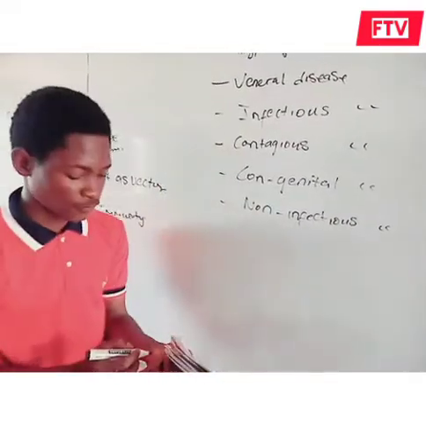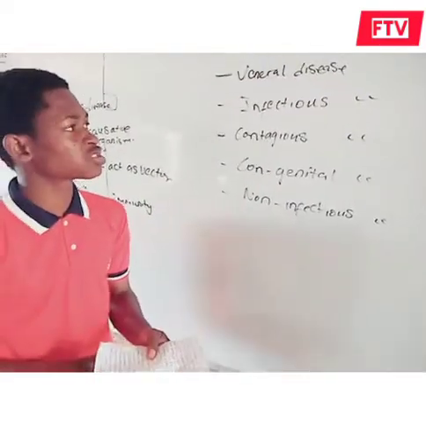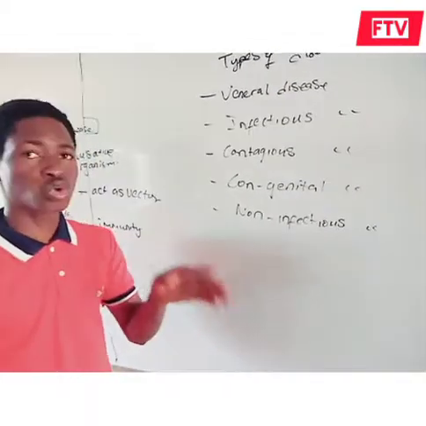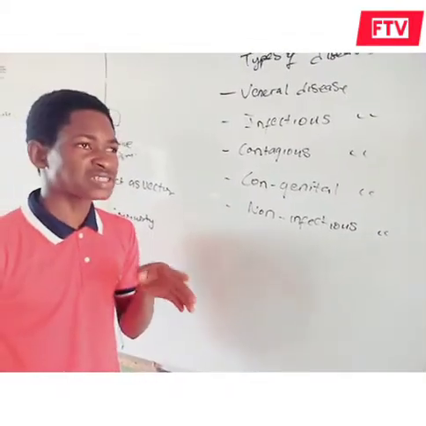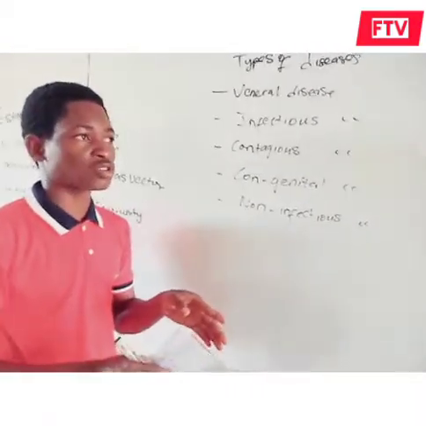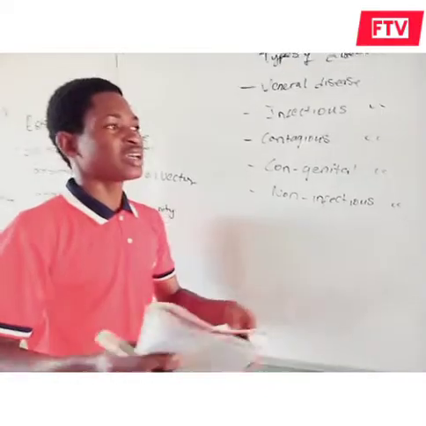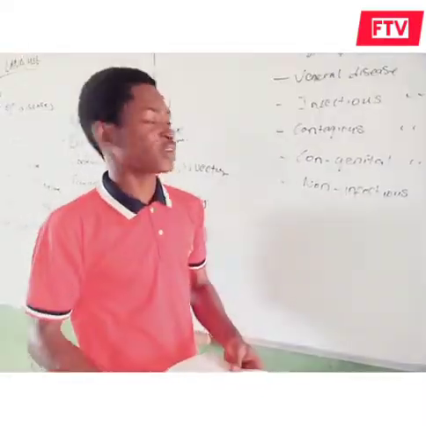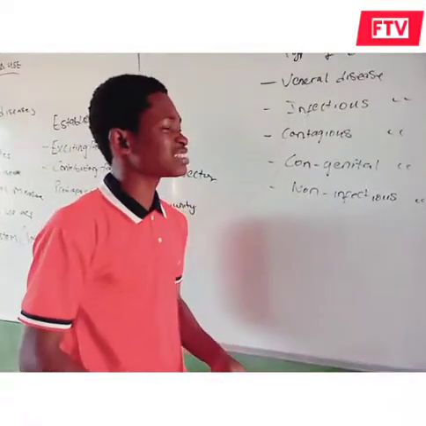Now let's explain the first one. We are talking about venereal disease. Venereal disease refers to the disease that occurs through mating, that is, through sexual contact. Animals can mate with each other, and then get a particular disease from an infected animal.